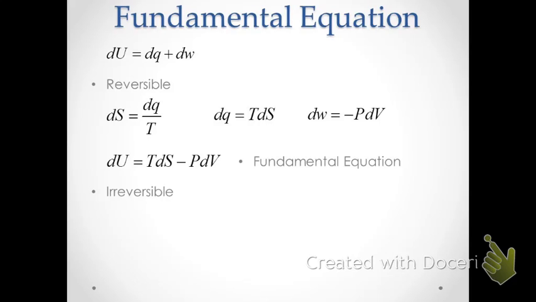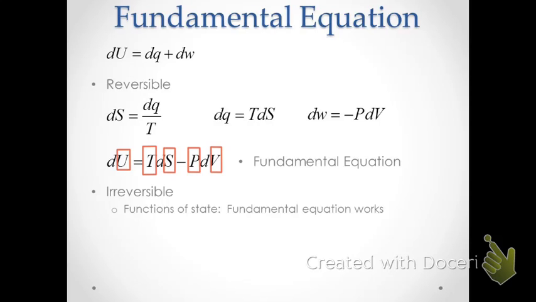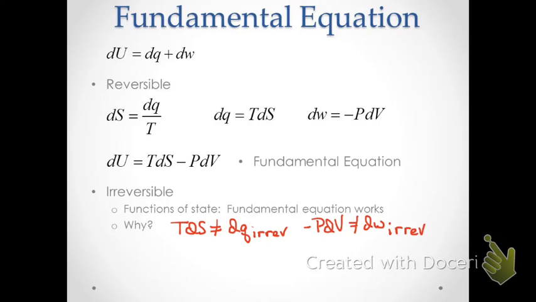Now, what about an irreversible situation? Does this equation apply? Well, the answer is yes, because if we take a look at all the variables in the fundamental equation, U, T, S, P, and V, these are all functions of state and therefore independent of path. So despite the fact that we used a reversible process to make this derivation, we can apply this equation to irreversible processes as well. The natural question would be why, because clearly in the irreversible case TdS is not equal to dq and negative PdV is not equal to dw, so how can this equation work?